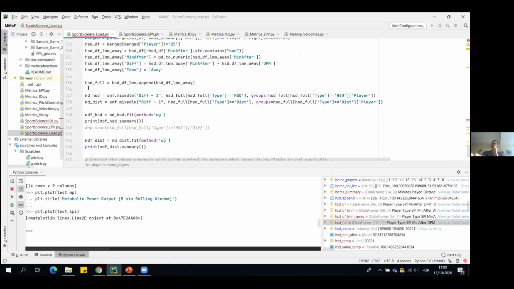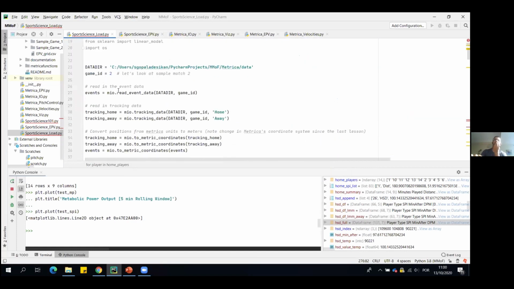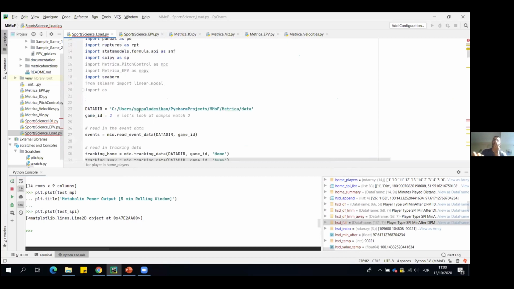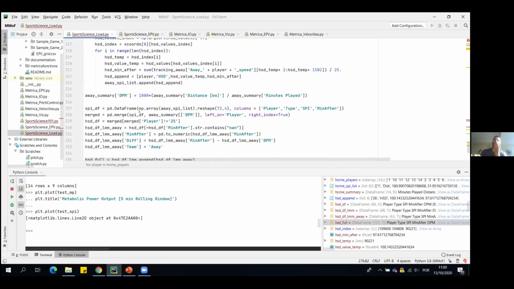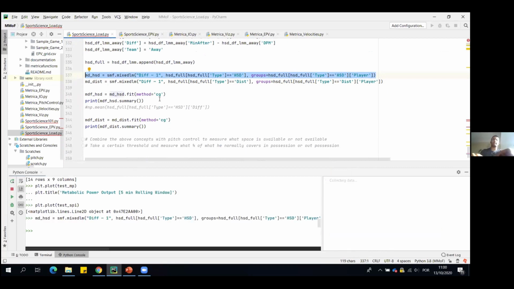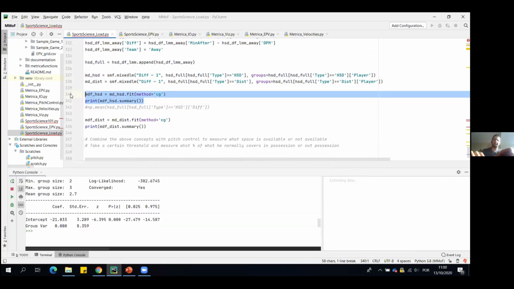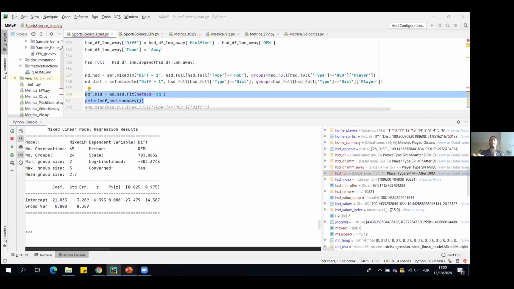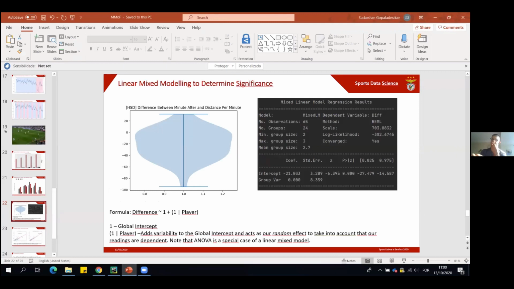And what we do use is something from SMF. SMF is from statsmodels. So we import the mixed model functionality from statsmodels to be able to produce our mixed model that looks like this. And here we see the same output that we get from our presentation here.